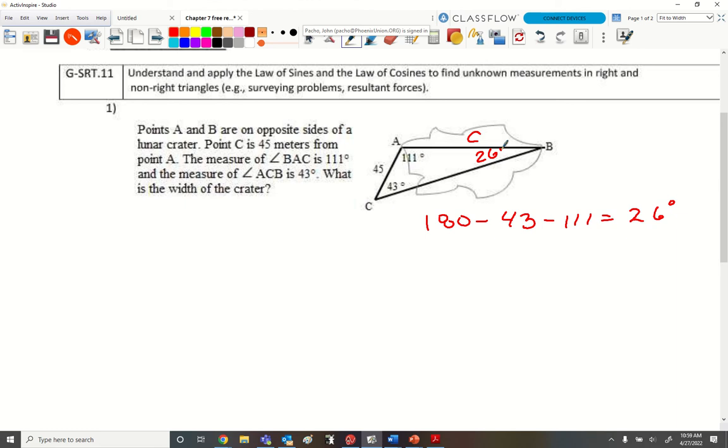All right, so we're going to use that. Now do I have a pair? I have my pair of B's. So I'm going to set up law of sine. So that's going to be 45 over sine of 26 degrees is equal to my little c over sine of big C, which is 43 degrees.